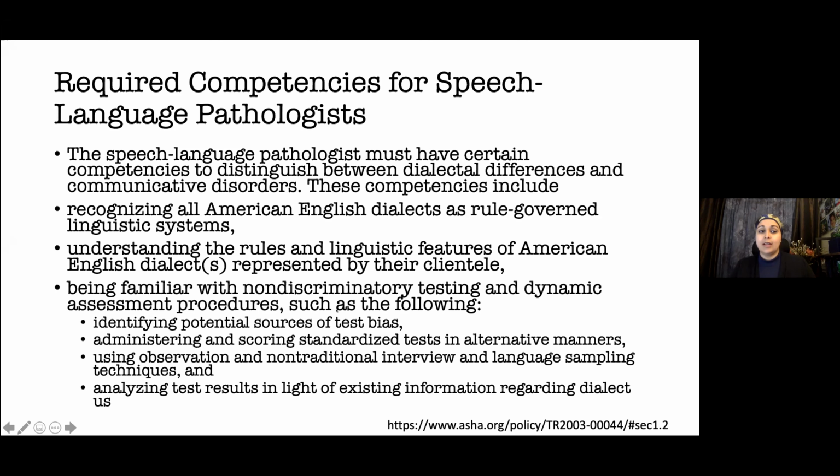So we need to stop these biases and know that every dialect has its own linguistic system and is a full language. Once you understand the rules and linguistic features of your specific clients, you can better work with them and serve them. And then, of course, being familiar with non-discriminatory testing, which is extremely important.